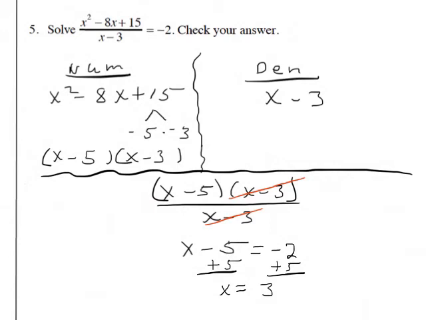Or is it? Remember, you always have to plug your answer right here back into my original. And notice when I plug it in right there, I get 3 minus 3 is 0. That is undefined. That tells me this is an extraneous solution, and my answer is no solution, or the empty set.